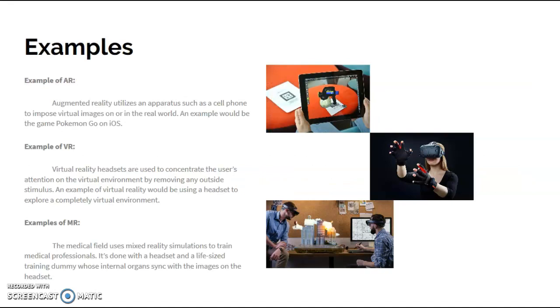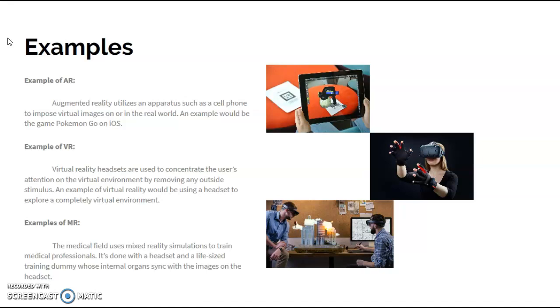Following here are some examples of these three types of technological advances that I feel would be necessary to incorporate into curriculum development. An example of augmented reality, which you are all probably aware of and have even taken part in when it was popular, would be the game Pokemon Go on the iPhone operating system. Augmented reality utilizes an apparatus such as a cell phone, just like Pokemon Go did, to impose virtual images on or in the real world.